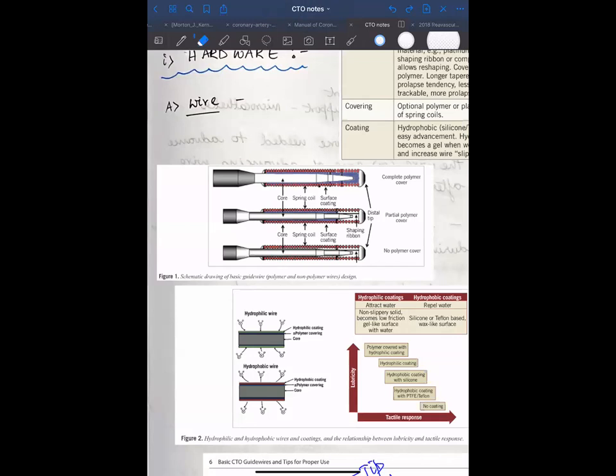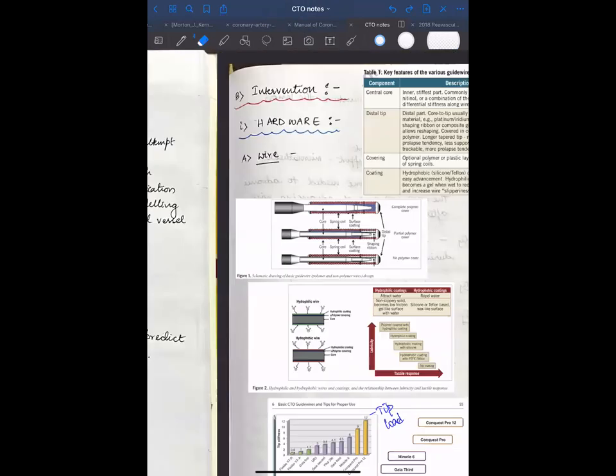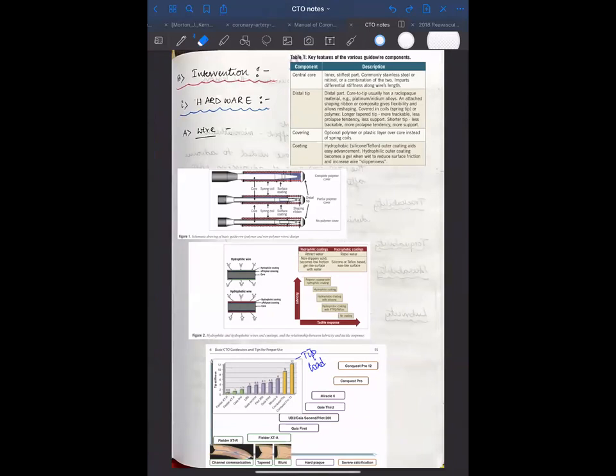Than in a core to tip. Core to tip will basically become straight as soon as it encounters any resistance, unlike a shaping ribbon. Okay. So what is this first one, the blue color one? What is it? Blue is polymer coating basically.